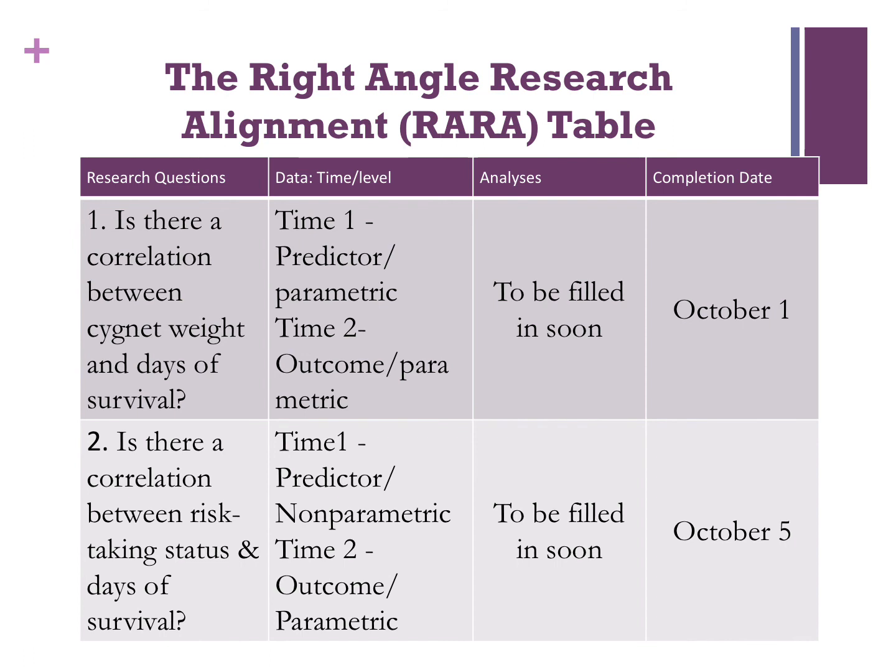Another feature of the RARA table is you can use it as a time organizer by adding a column on the right side with target dates for completion of each analysis. So the completion date for question 1 is October 1. The completion date for question 2 is October 5th.